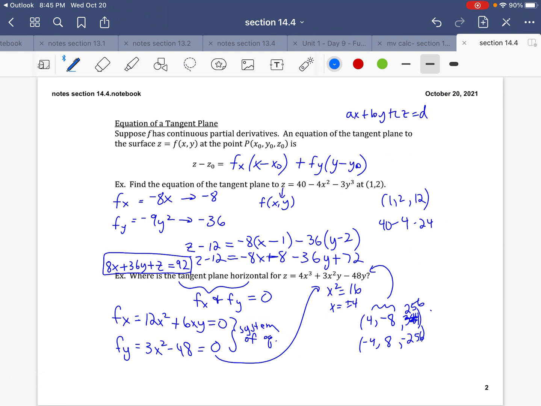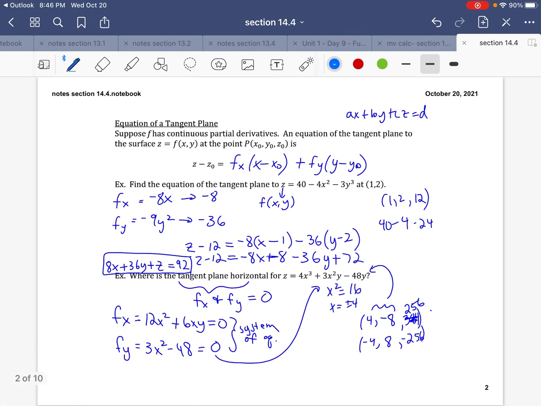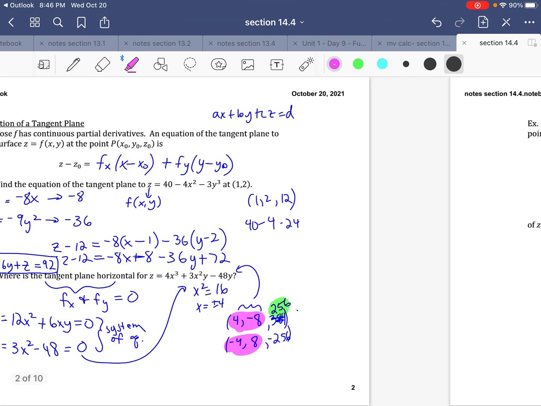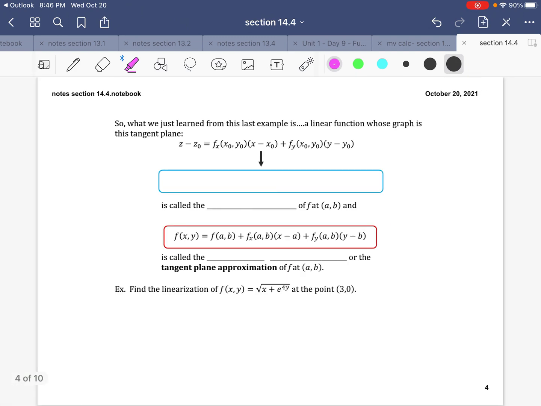So equation of a tangent plane there. We found some tangent planes, and we had linear approximation and linearization. Make sure that this guy right here, there was an error when we were in class. This is supposed to be 256 for that 4, -8. But again, you don't have to really do that. You can just find these two numbers right there, and then anybody can find the z. Apparently, not me. All right, so let's get back to where we left off.